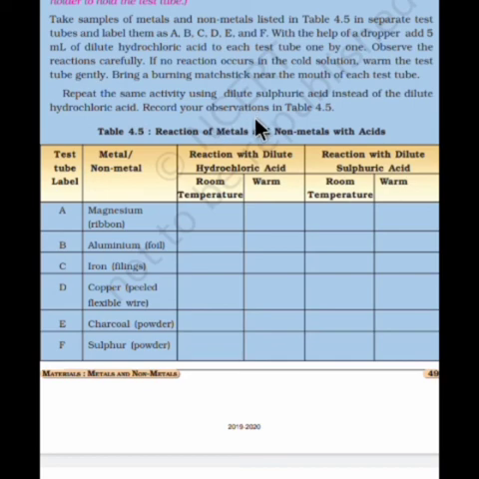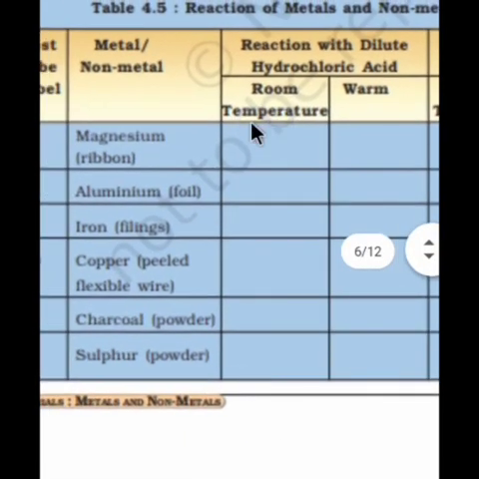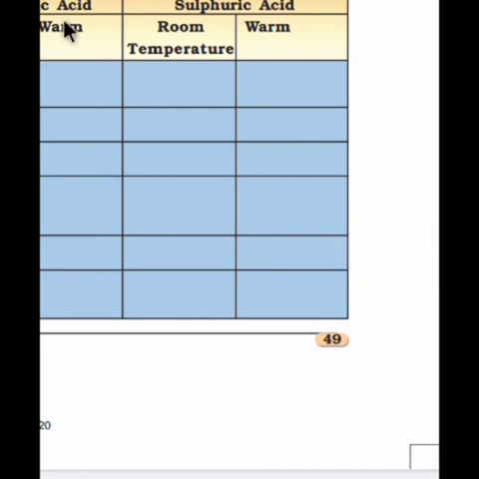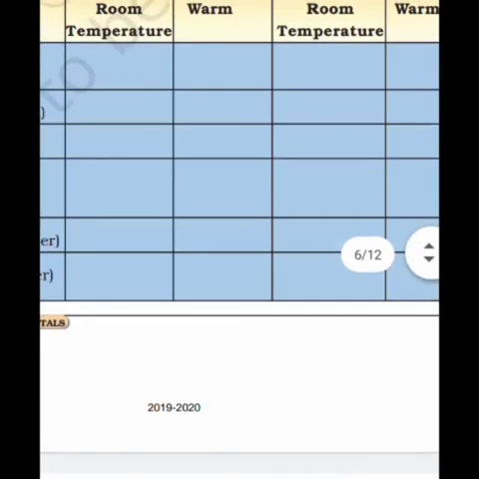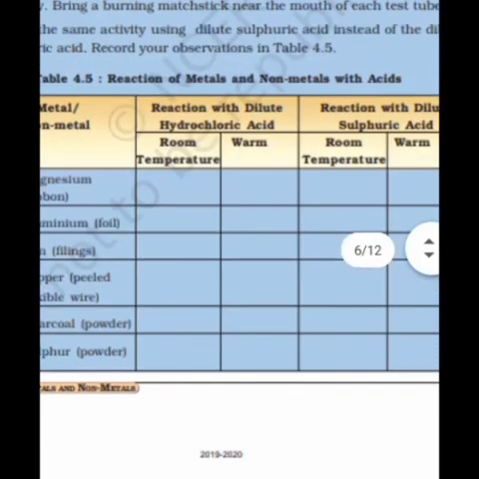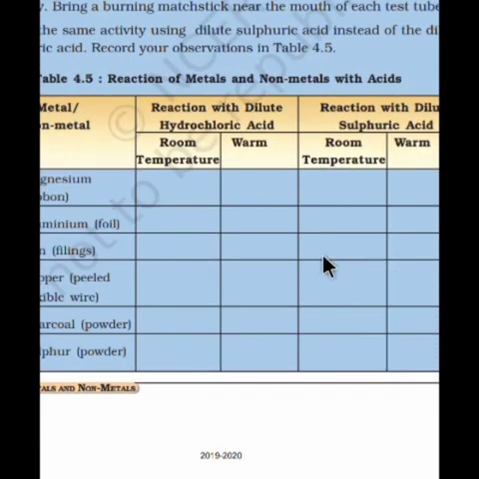Record your observation. What you have to do here is, first of all, take the samples as I told you earlier, and then with the help of a dropper, add the hydrochloric acid inside, and then check whether the temperature is warm or not, and if no reaction is happening, you can warm the test tube. Be very careful. In the same way, do the same thing with sulfuric acid, but remove all this content and make the samples again, and instead of hydrochloric acid add the sulfuric acid, and just observe the reaction.